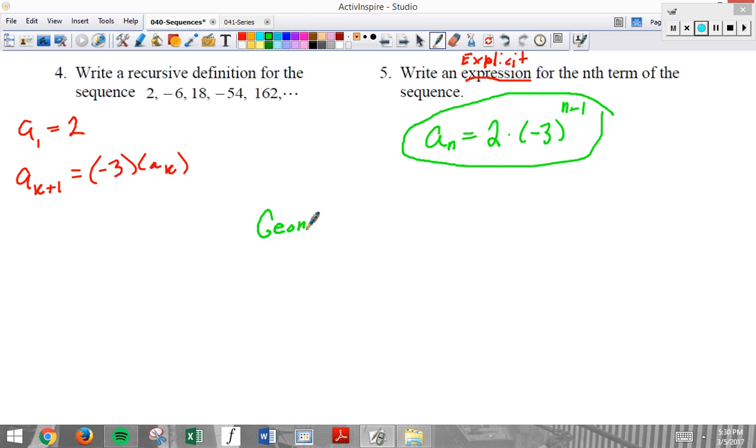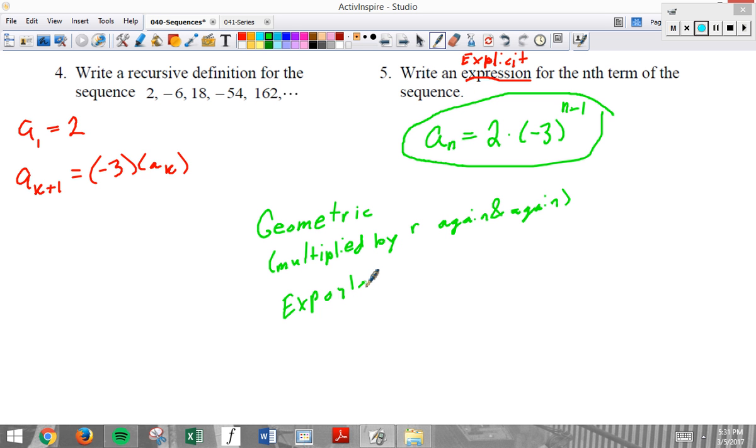Geometric. A geometric series or sequence is multiplied by some number r again and again. They look like exponential. Explosive. Exponential. Wow, I can't spell today. Exponential. Right? It should look like exponential. We're thinking it looks like exponential. Okay? See?